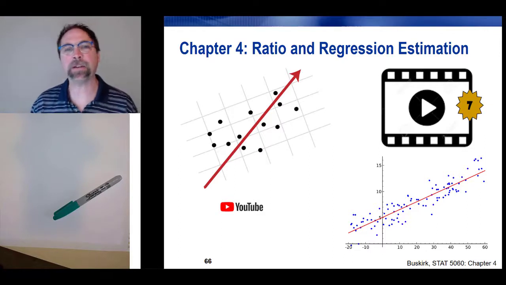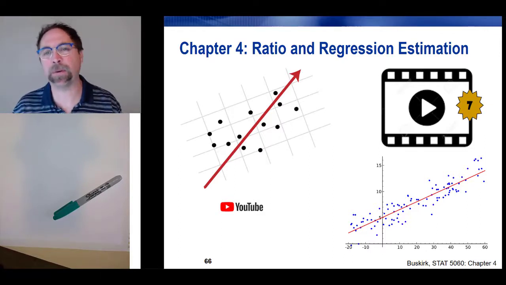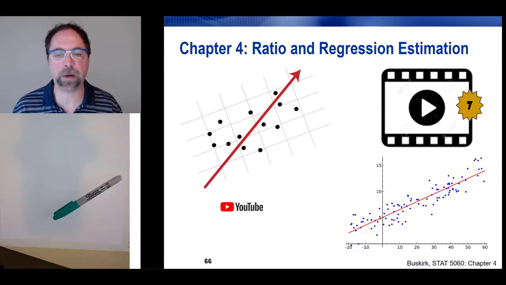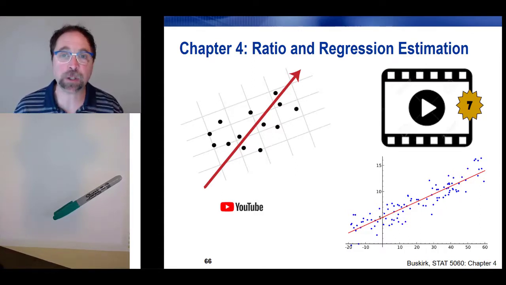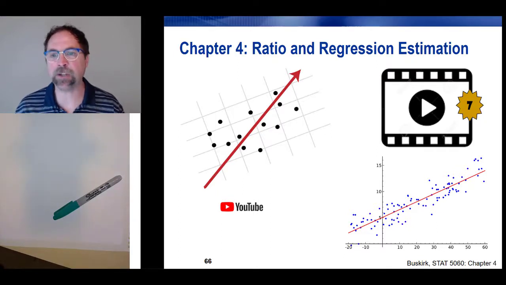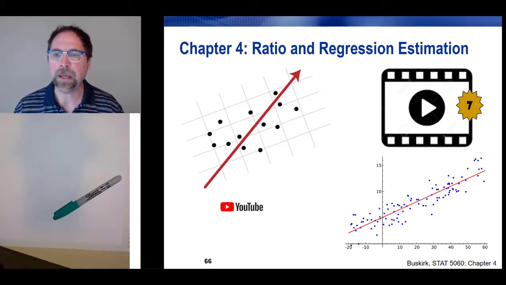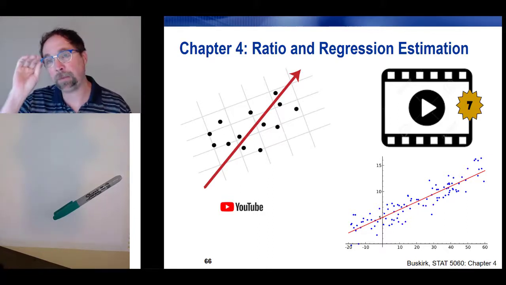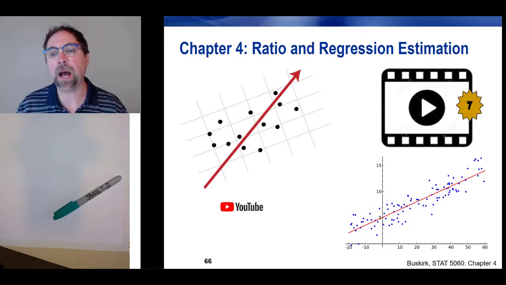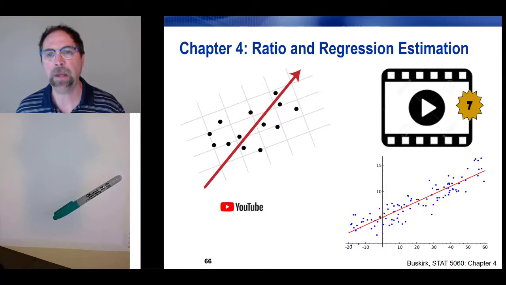Hello class, welcome to our final segment, segment 7 from chapter 4, where we've been talking about ratio and regression estimation. We're going to end this chapter with a discussion of regression estimation. It's a generalization of ratio estimation where the underlying relationship between the variable that we want to estimate, the y variable, and the auxiliary variables that we might have available for use is linear, but it's not regression through the origin per se; it could be any general linear relationship.